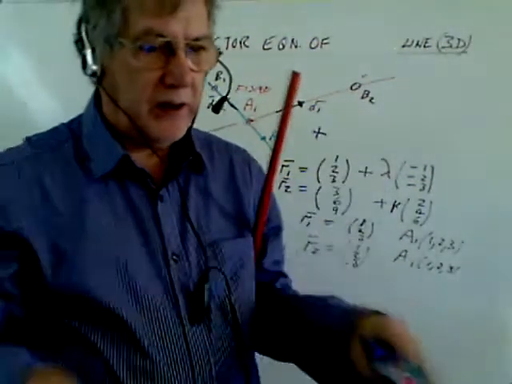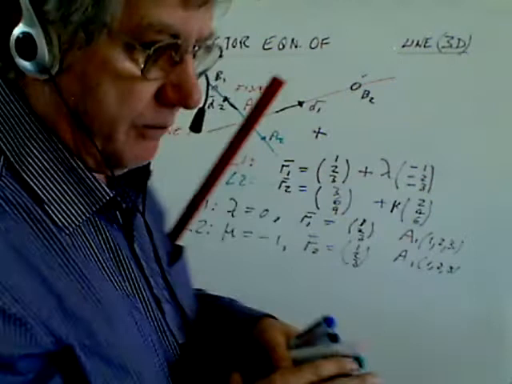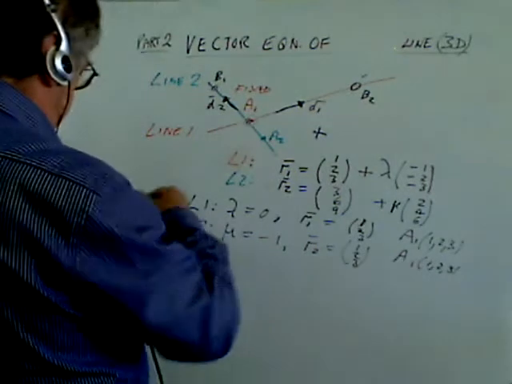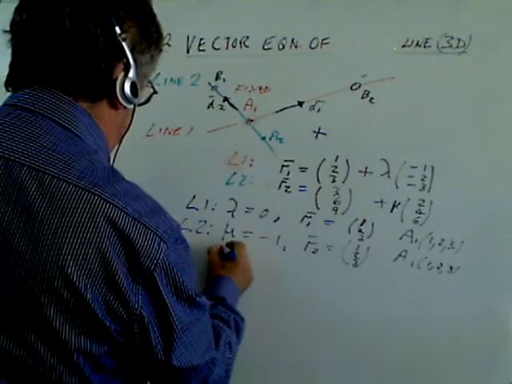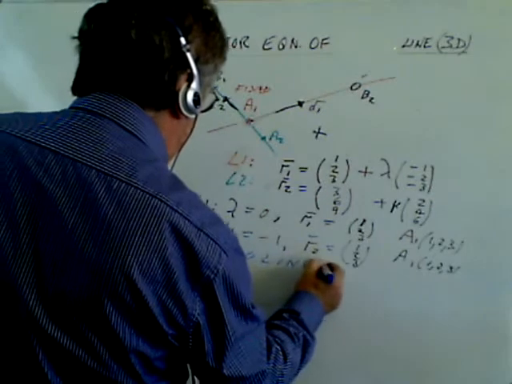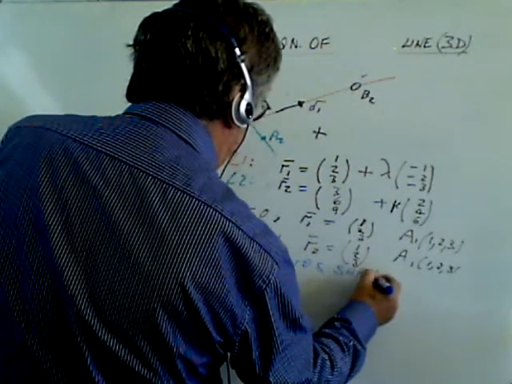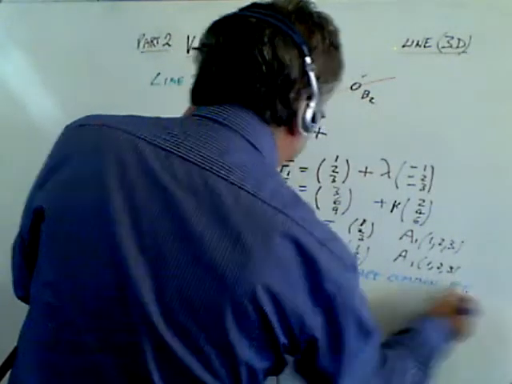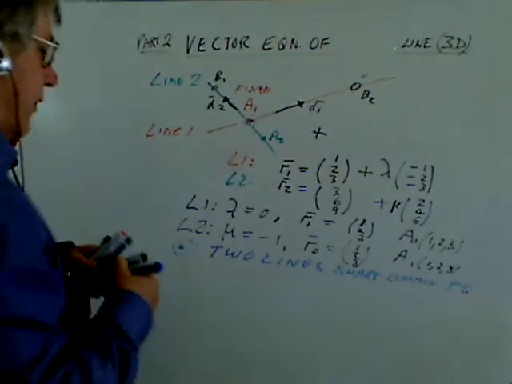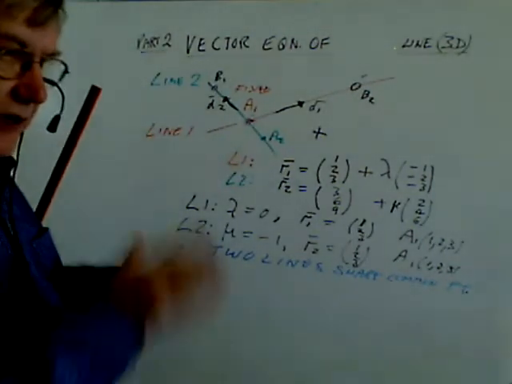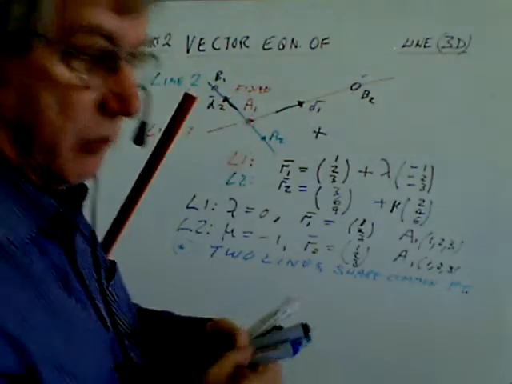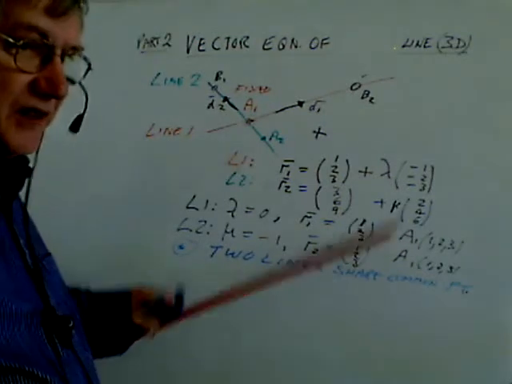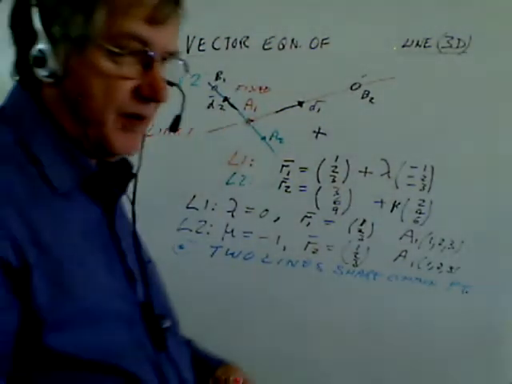So, condition 1: the two lines share a common point. That is the first condition for two lines to be coincident. They have to have a common point. They have to intersect somewhere, otherwise they can't be the same two lines. So if it fails this test, then they're not the same straight line.